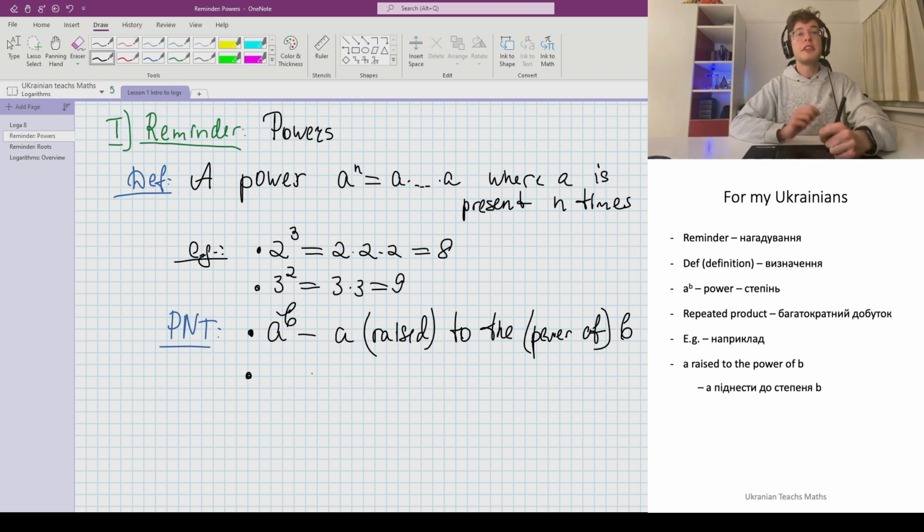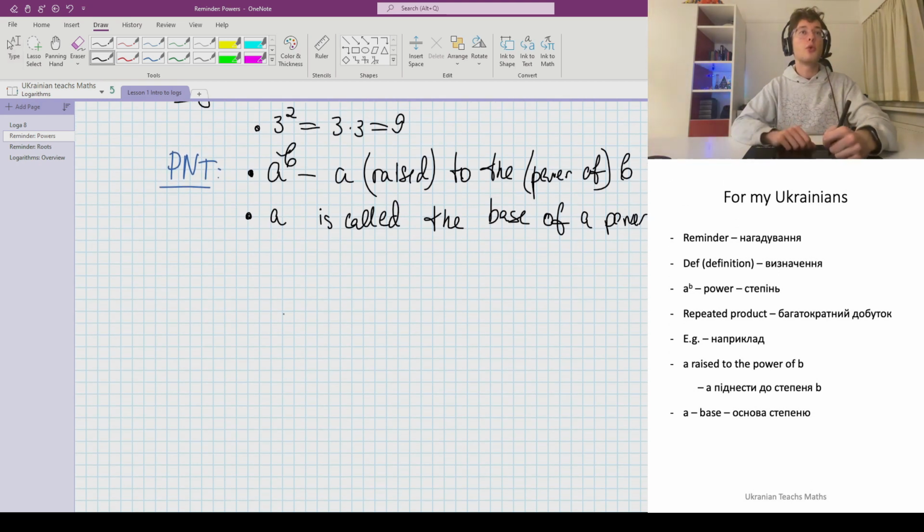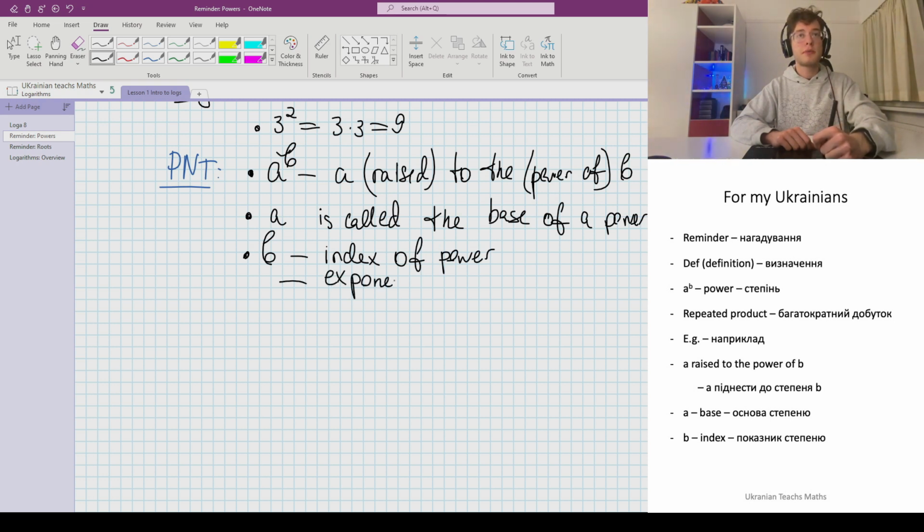Moving on, the number a is called the base of a power, which is quite logical because it is located at the base. The number b we call the index of a power, or the exponent of a power, or we can just call it a power.